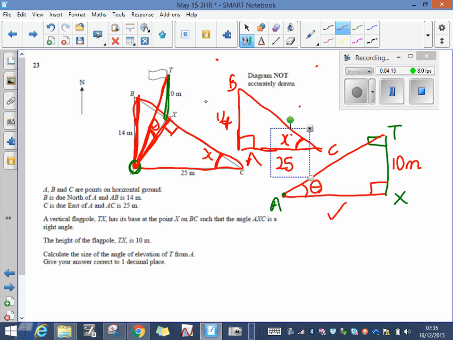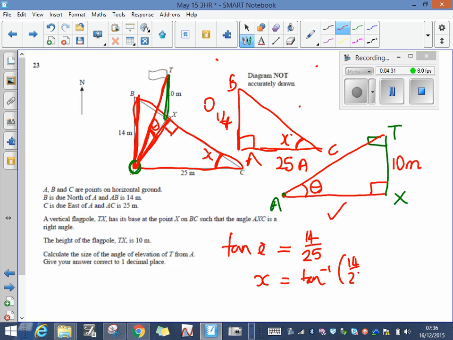Now in order to do that, that's the opposite, that's the adjacent, so I can write that tan X is going to equal 14, the opposite, over 25. So to find X then, X is going to be the inverse tangent, or tan to the minus 1, of 14 over 25. And if we work that out, it comes out as 29.24 degrees, and so on. Okay, I'm going to save that in the memory of my calculator. I'll put it in my memory as A.